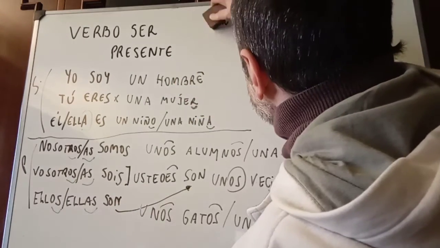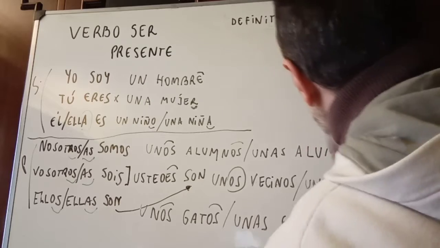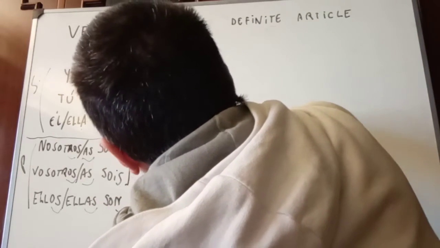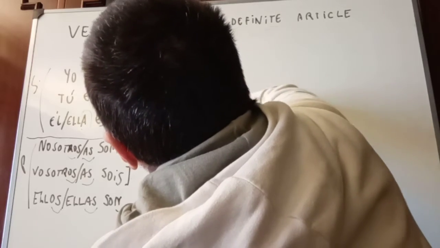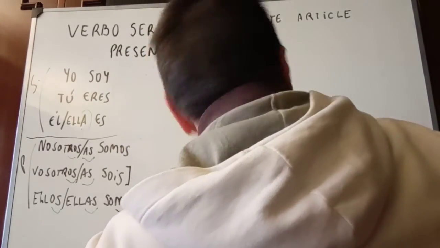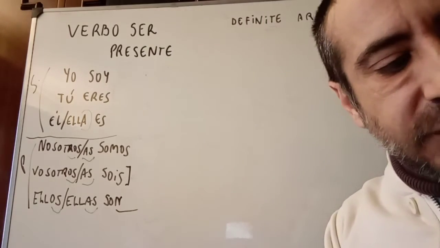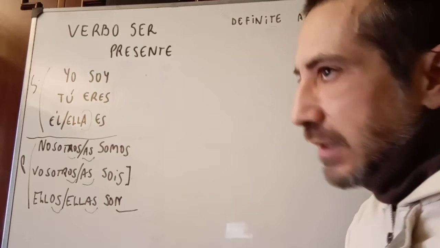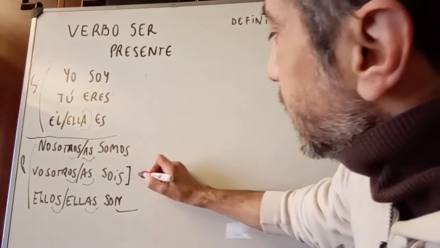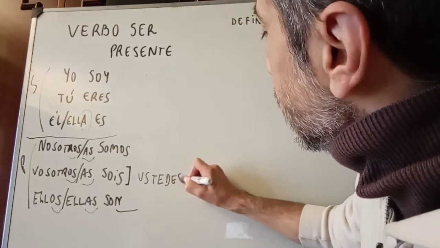Now we'll see the definite article. That is to say, the article "the" in English. We have five forms. The fifth is the neutral form. So tú eres, and sorry, I erased this, ustedes son.